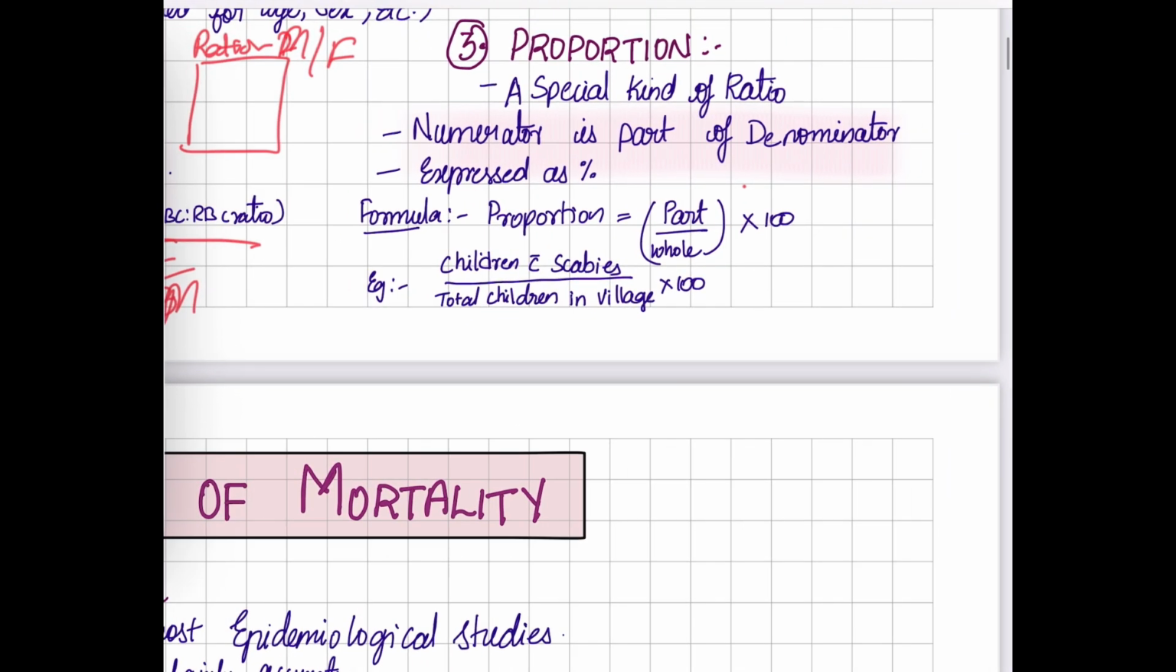Proportion is a special kind of ratio where the numerator is part of the denominator. In ratio, the numerator is not a part of the denominator, but in proportion it is a part of the denominator. It is expressed as a percentage. Let us see an example. There are total children in the village. Out of the total children in the village, how many children have got scabies? This is the proportion.